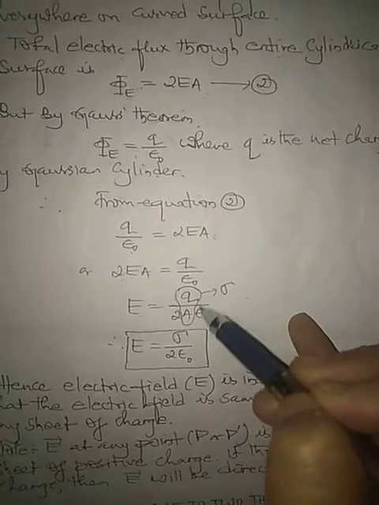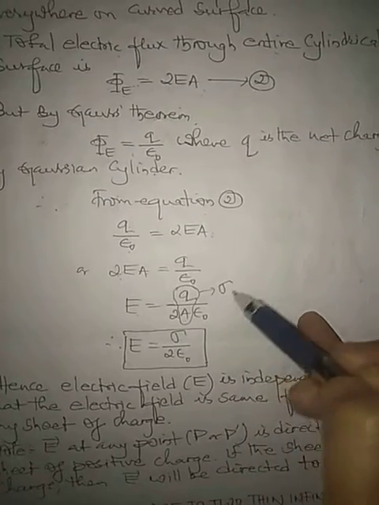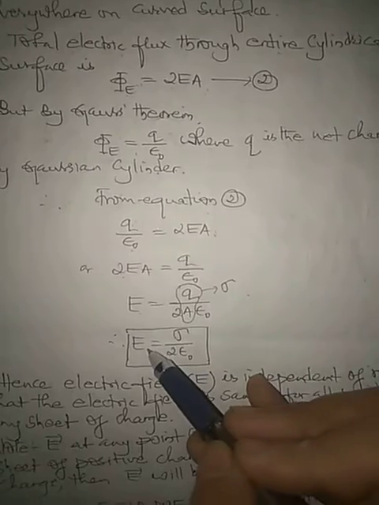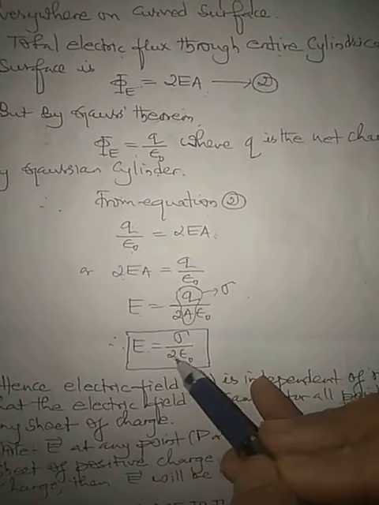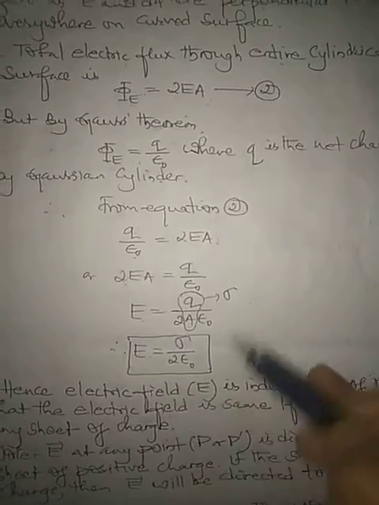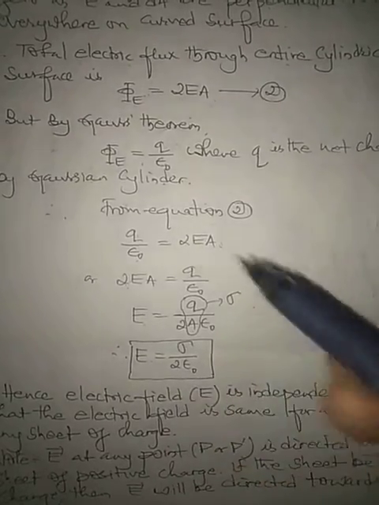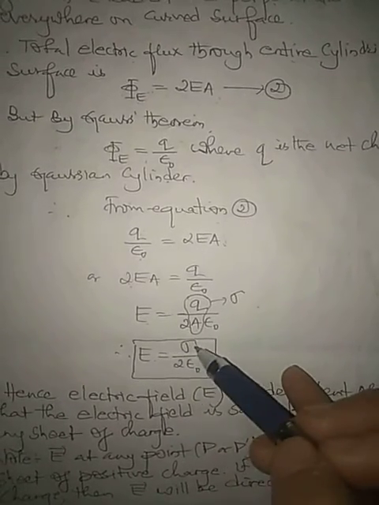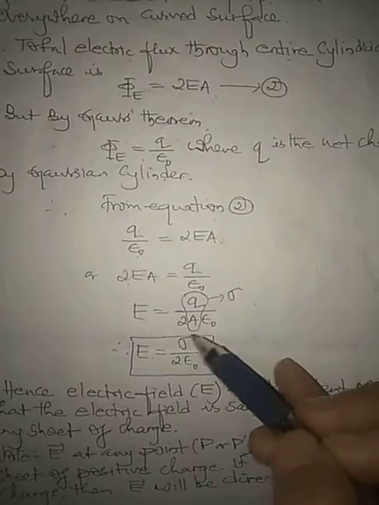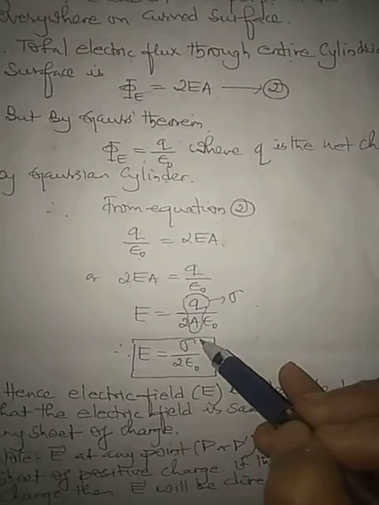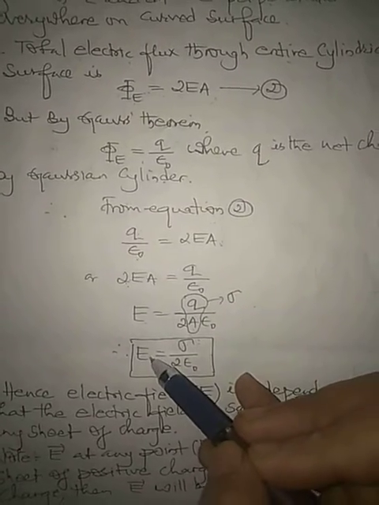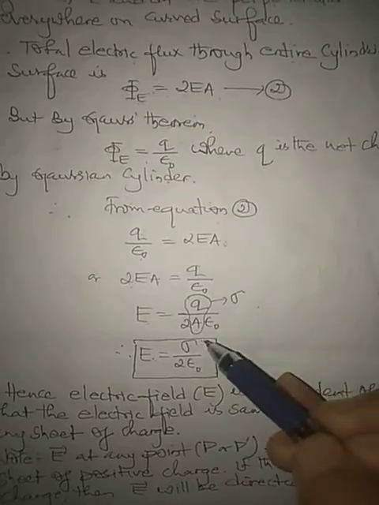But you know what Q by A is? Sigma, that is the surface charge density. That's why E equals sigma by 2 epsilon naught. So if you look at this expression, the electric field due to a plane sheet of charge depends upon the surface charge density in a given medium. The more the surface charge density, the more the electric field. But the electric field is independent of the distance.